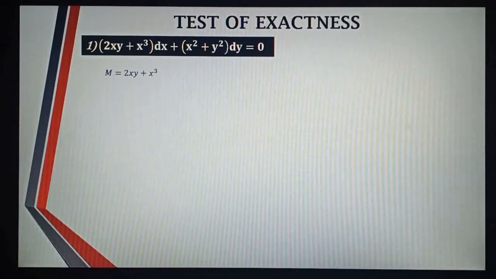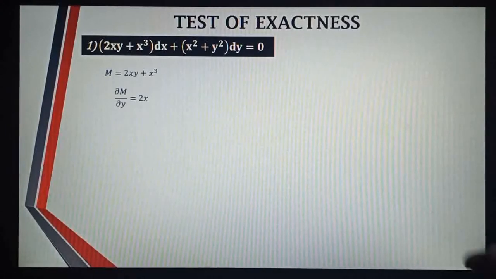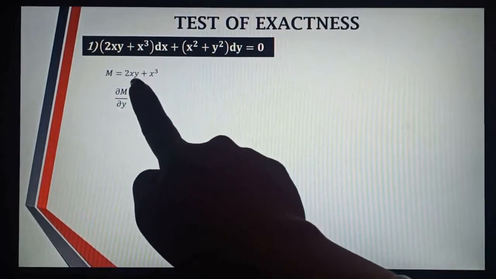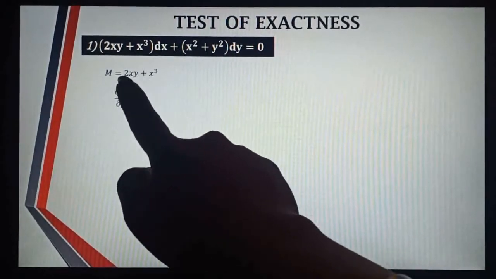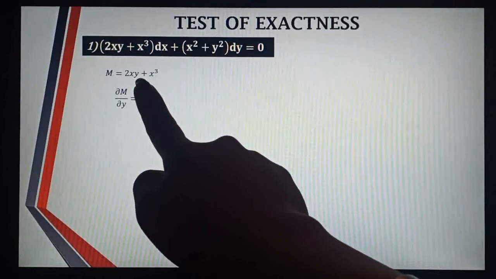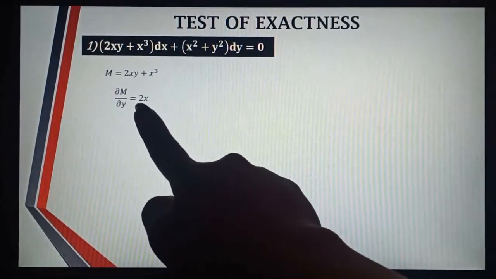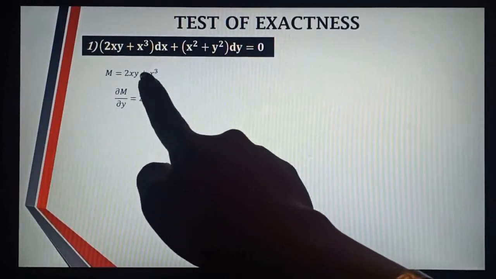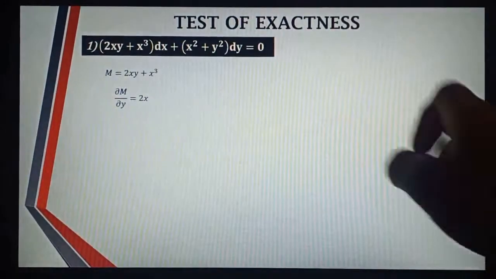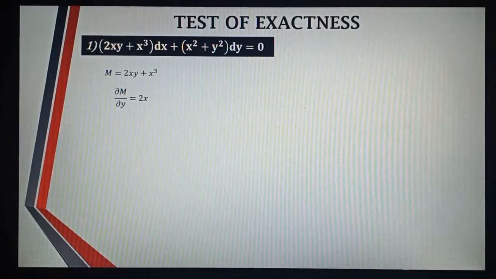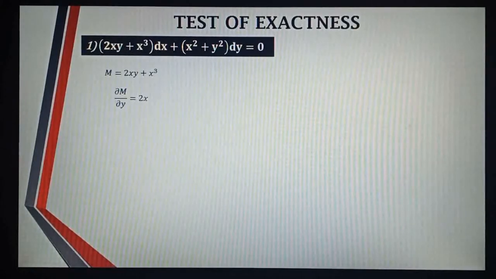The only variable in this equation is y. Then all other variables are considered as constant. So when we differentiate it, since y is our variable, 2x is constant. So 2xy, when differentiated, is equivalent to 2x. Then x cubed is considered as constant, so the derivative of a constant is 0. So the partial of M with respect to y is equal to 2x.